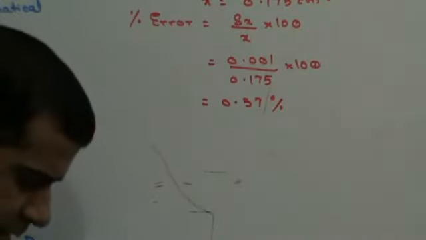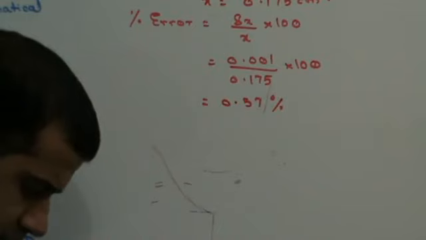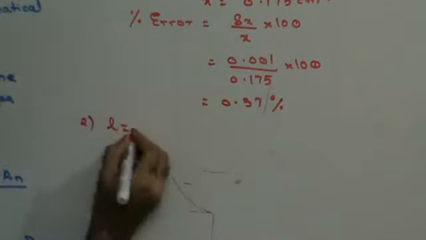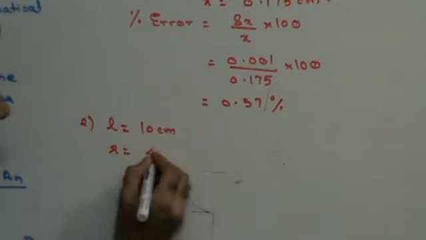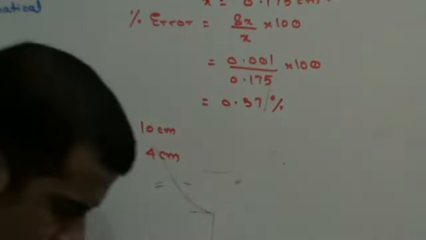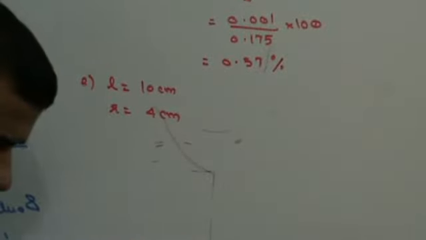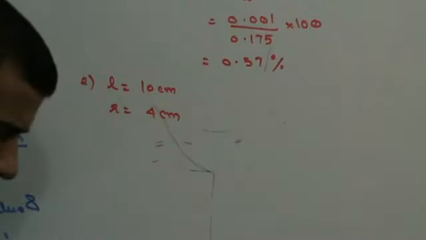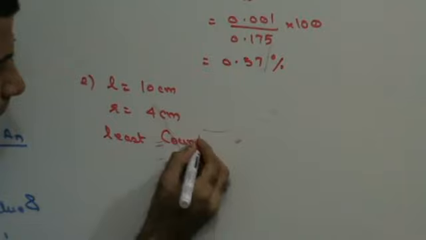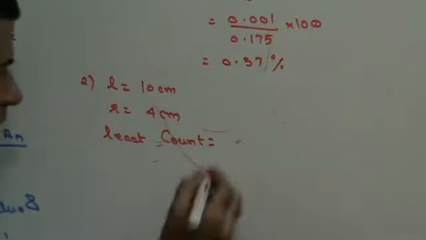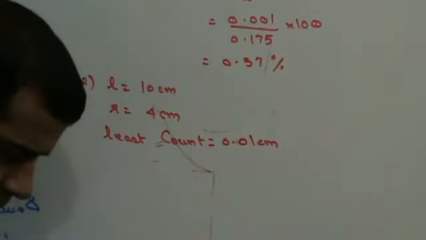The volume of a solid sphere of length 10 centimeters and radius 4 centimeters is measured by using a vernier caliper whose least count is 0.01 centimeters.